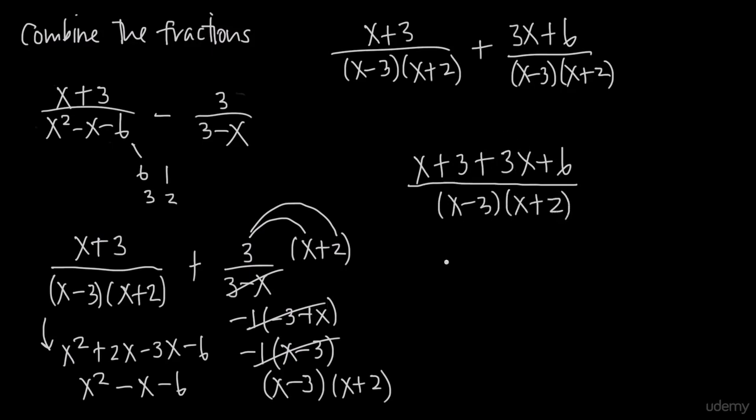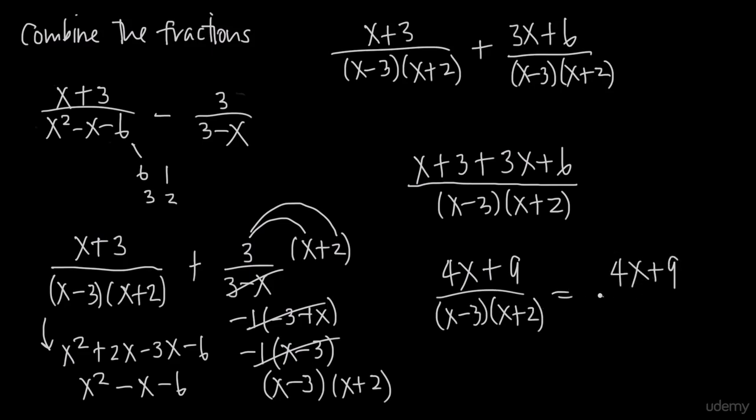X plus 3x is 4x, and 3 plus 6 is 9, so we get 4x plus 9 all over quantity x minus 3 times quantity x plus 2. And this can be our final answer. If we want to, we can multiply back out the denominator, and we could also write our answer as 4x plus 9 divided by x squared minus x minus 6, which was our original denominator. But either way, that's how you can factor a denominator, find a common denominator with another fraction, and combine two fractions like this.